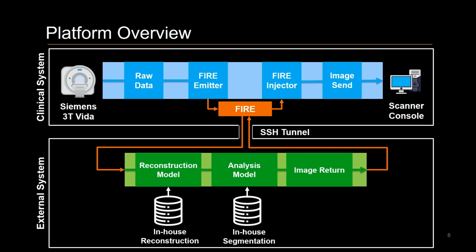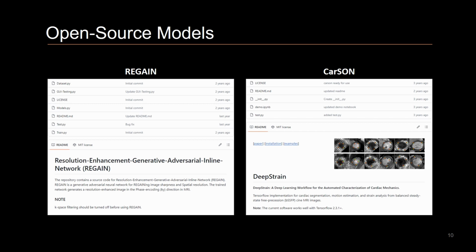We implemented in-house reconstruction and segmentation algorithms in separate open-source Python modules, offering flexibility to deploy different ML models. For this study, images were reconstructed using a Resolution Enhancement Generative Adversarial Inline Neural Network, i.e. ReGAIN, which allows us to produce high-resolution cine images from undersampled k-space data. Following reconstruction, the ReGAIN enhanced cine images were segmented using a cardiac segmentation network called CarSON. Both image reconstruction and segmentation models are freely available and were chosen to demonstrate the feasibility of the platform.